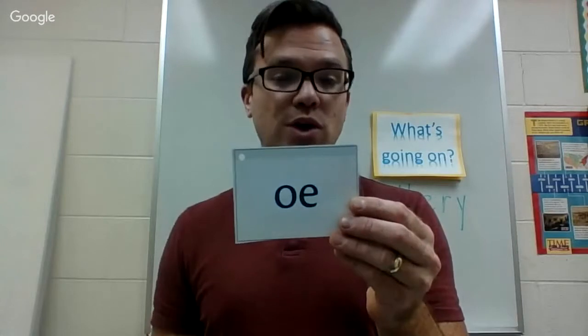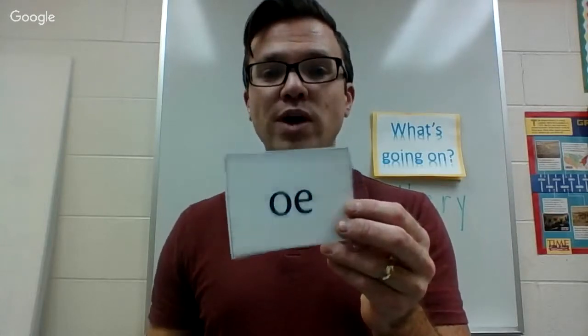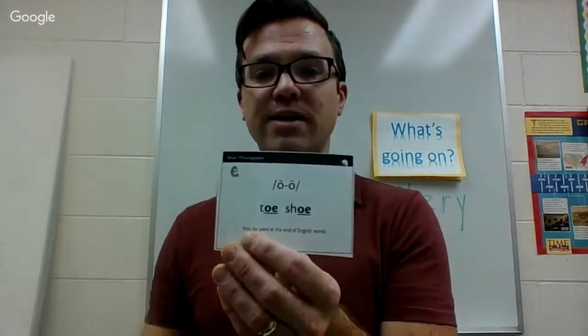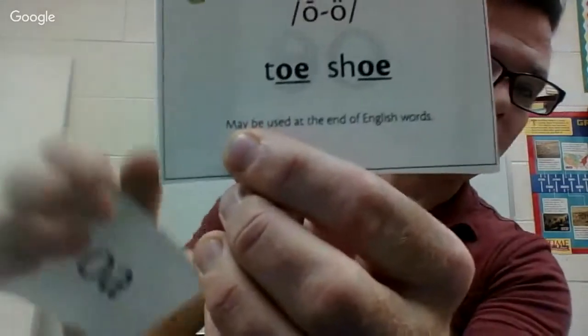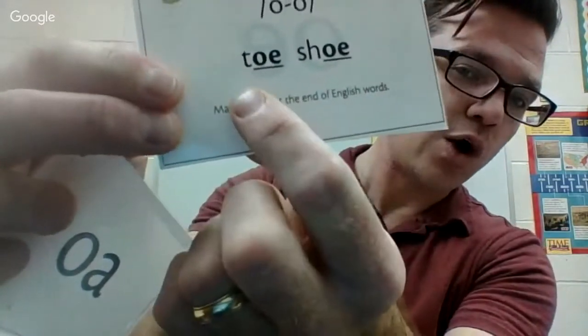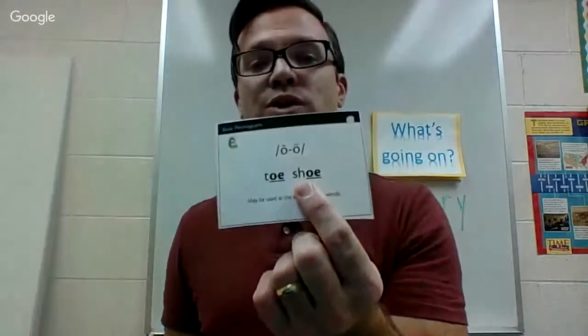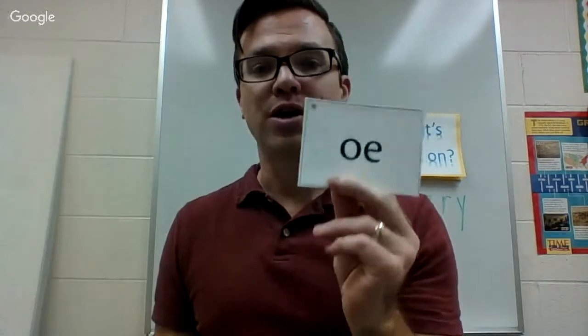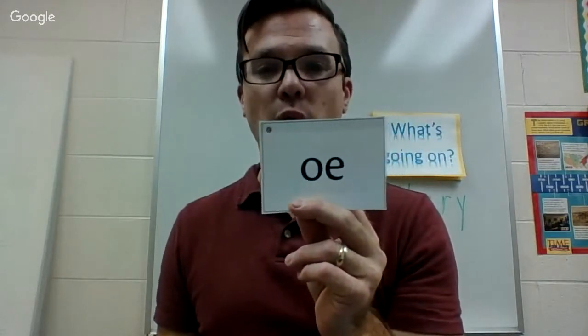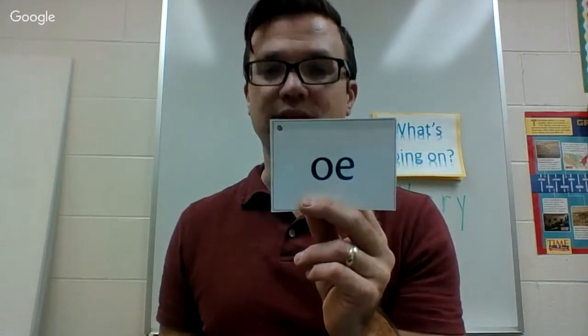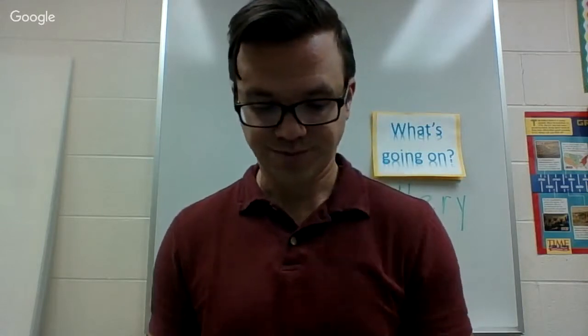Okay, this one also goes O. And in one word, it goes oo. Look at the back of my card. I'm going to zoom in. Do you see how it says toe and shoe, oo? In that word shoe, it makes an oo sound. But almost all the other times, it says O, and it can be at the end of English words.